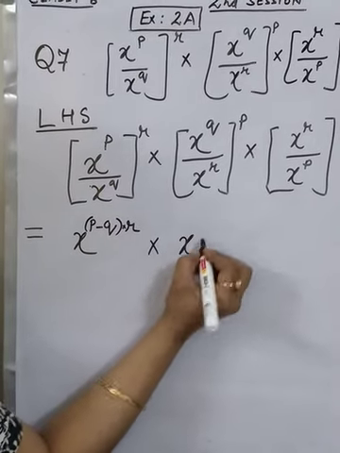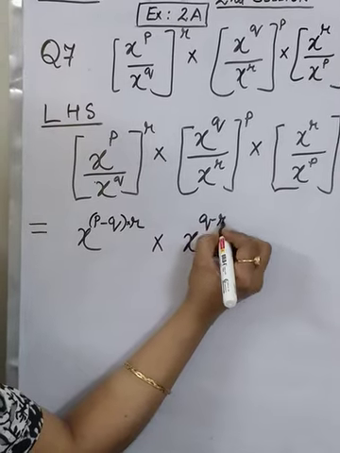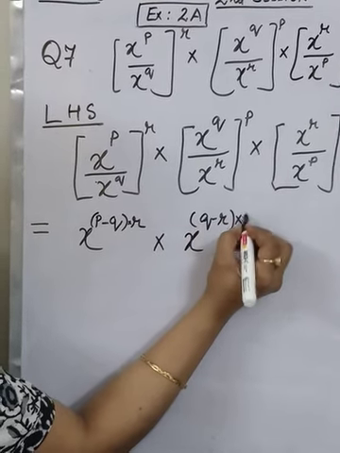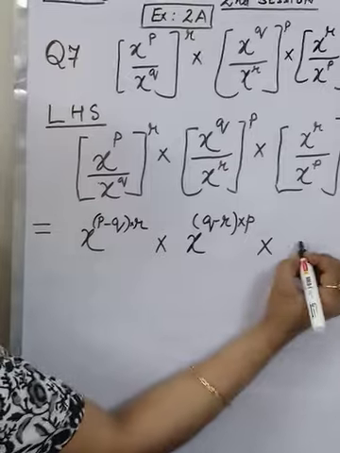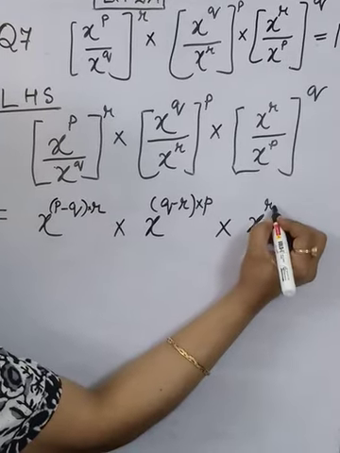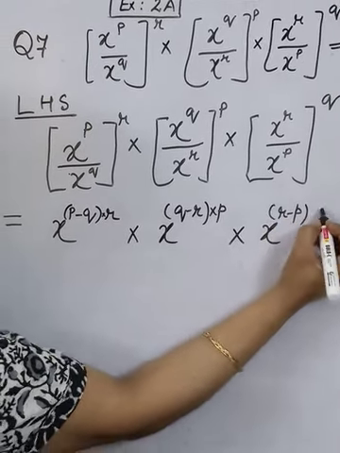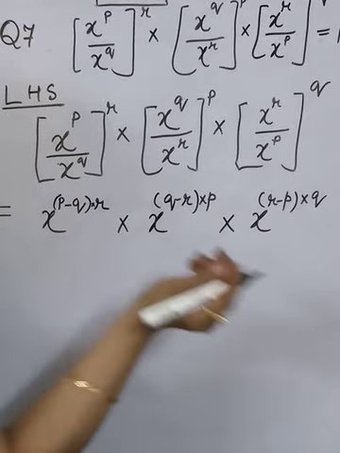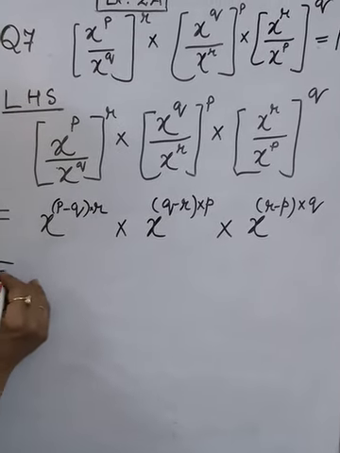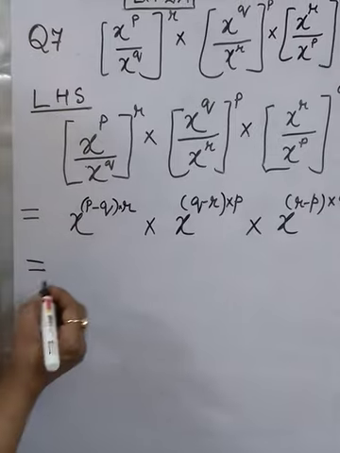x to the power P minus Q in one bracket and multiplied by x to the power Q minus R, and already we have power P, x to the power R minus P, and already we have power Q. This way first we have applied the division law. That means we have subtracted the powers.